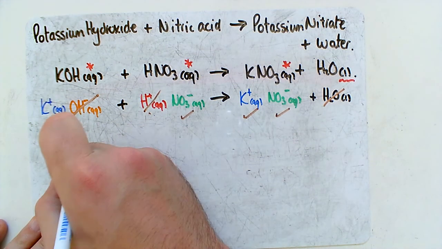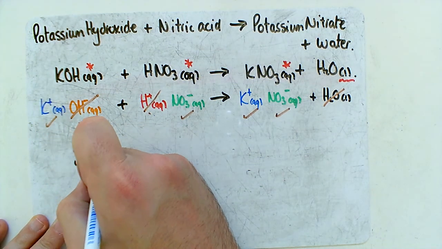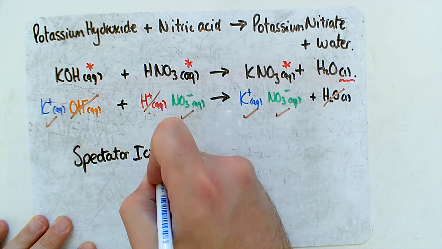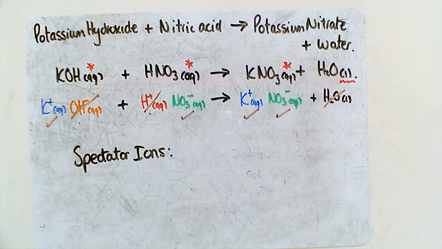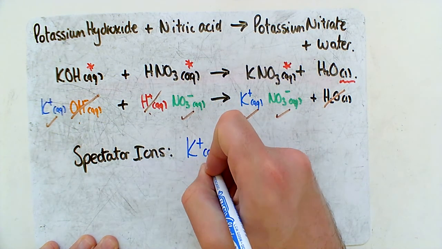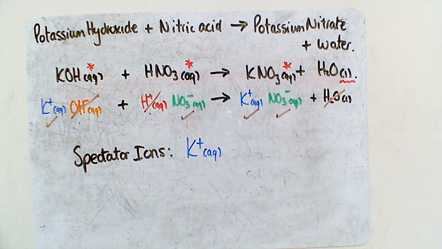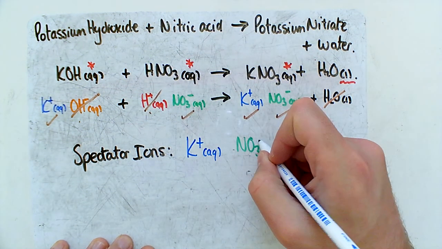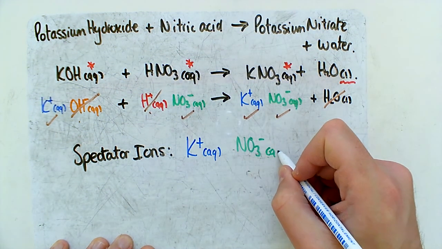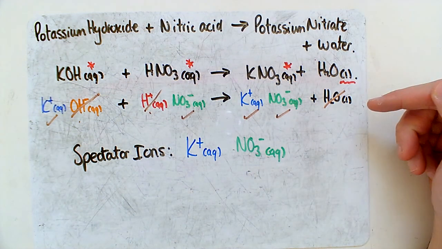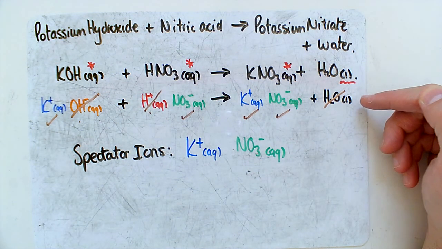And so our spectator ions are the ones that are on both sides. So that's going to be K+ and NO3- (aq). Now really the skill is learning how to break it down into ions.